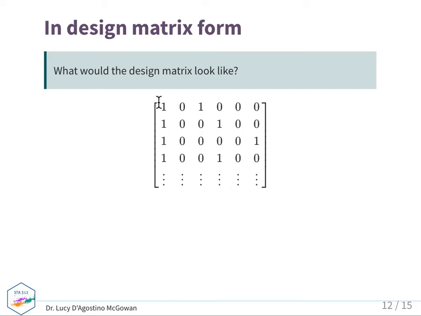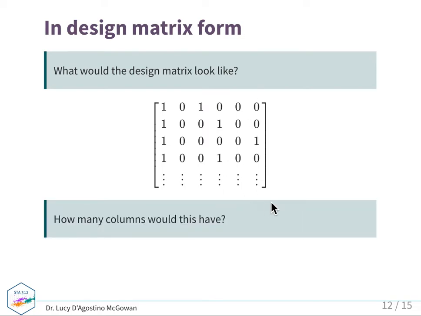It's going to look like this, where the first column still contains ones, like we always do. So the first column is going to be for that intercept. And then the subsequent columns are going to contain either zeros or ones, depending on if the value for that variable is indicated or not. So for example, this column could be associated with color D, this one with color E, this with F, and so on. So how many columns is this design matrix going to have?